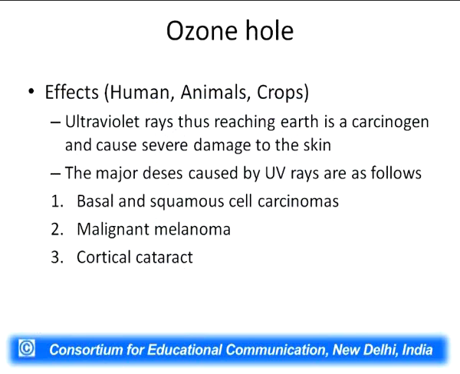What could be the effects of ozone hole? Ozone hole can affect humans, animals, as well as crops. If ozone is depleted, it allows the ultraviolet rays to pass, and these ultraviolet rays, which shouldn't come to the earth's surface, can severely affect humans, animals and crops. These ultraviolet rays are known carcinogens, and they can affect the skin severely. In turn it can have some cancerous effect too. The different diseases which can be caused by these UV rays are basal and squamous cell carcinomas, malignant melanoma and cortical cataract. UV rays can also severely affect the eyes, and the disease created by these UV rays in the eyes is known as cortical cataract.